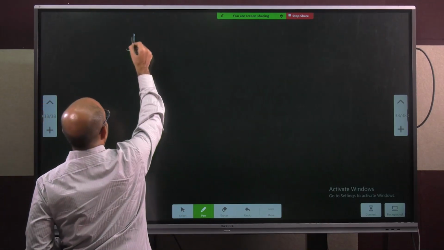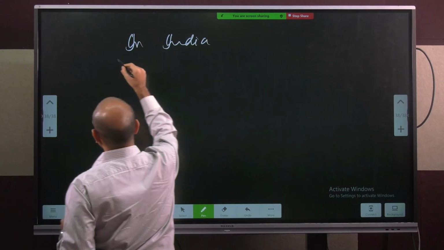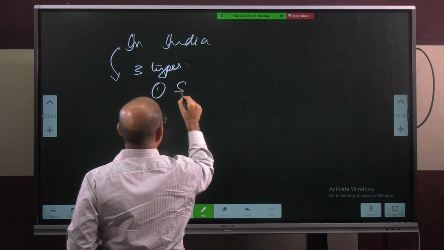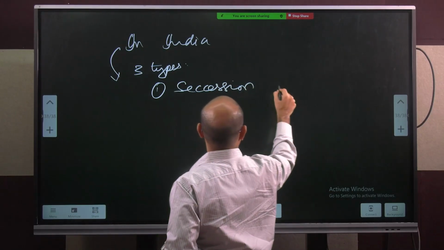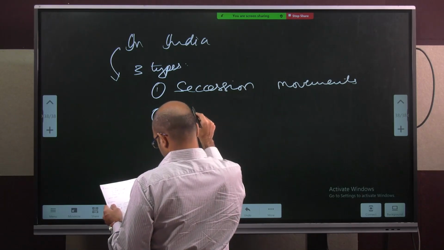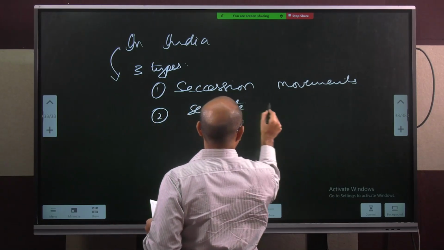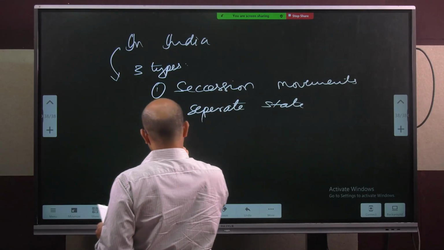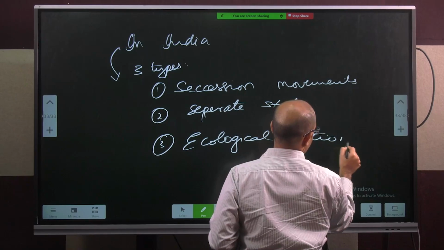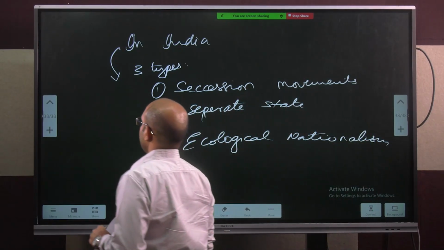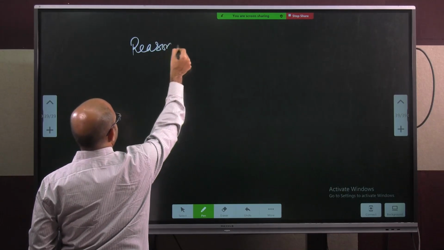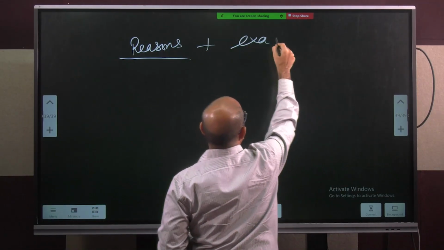And then continue by saying that in India, we have three types of ethno-national movements. One is secession movements, that is, wanting separation from the country. Two is wanting a separate state. And three is what we can call ecological nationalism. These are the three kinds of ethnic movements that we have in India. And then discuss the reasons. Reasons are the same as the reasons you discuss for autonomy movements, but here you must take a lot of examples and discuss them.